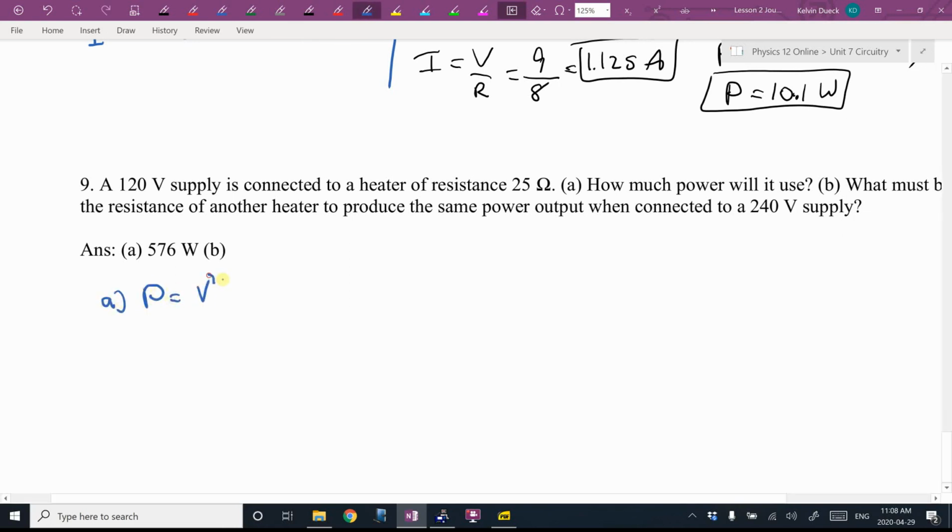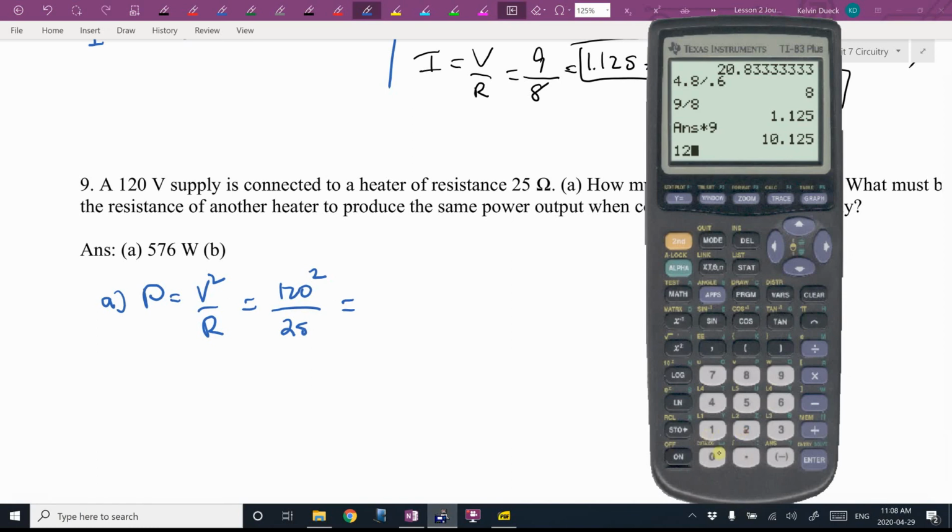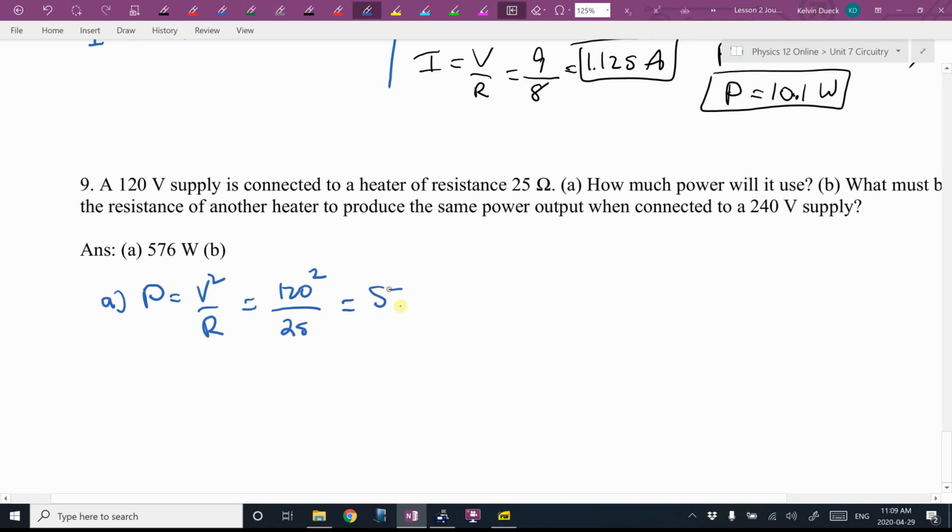Power equals V squared over R. It's going to be 120 squared over 25. 576 watts of power. What must be the resistance of another heater to produce the same power output when connected to a 240 volt supply? Okay, so R is going to be V squared over power, but this time we want the same power output, 576 watts of heat per second, joules of energy per second.